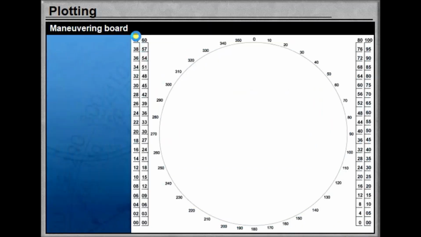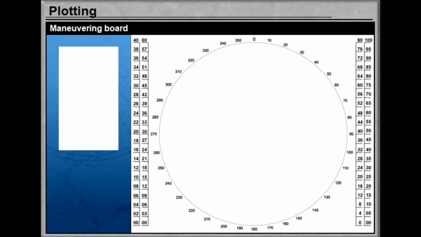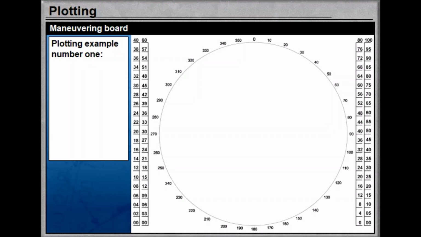In the following plotting examples, peripheral plotting based on information from a conventional relative motion radar is utilised. In this first example, plotting with head up will be explained. Plotting example number 1. Own ship is stationary, 0 speed.